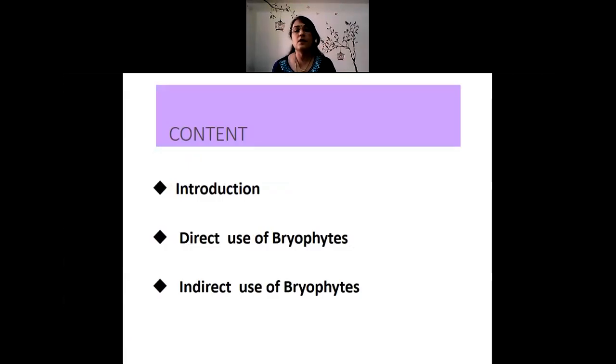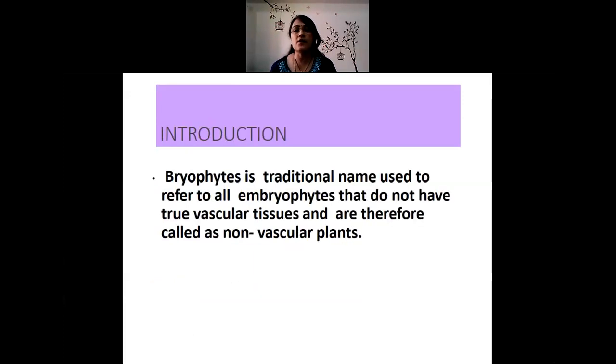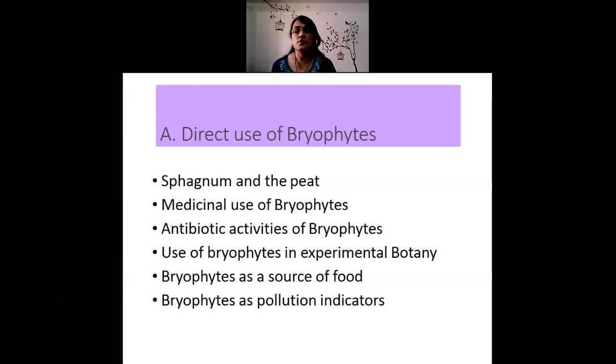Coming to the contents which we are dealing with: the uses of bryophytes, a brief introduction, the direct use of bryophytes and the indirect use of bryophytes. Bryophytes is the traditional name used to refer to all embryophytes that do not have true vascular tissues. Since bryophytes lack true vascular tissue, we call them non-vascular plants or non-vascular cryptogams. Coming to the different uses, we can categorize them as the direct use or economical use of bryophytes, and also the indirect use or the ecological uses of the bryophytes.